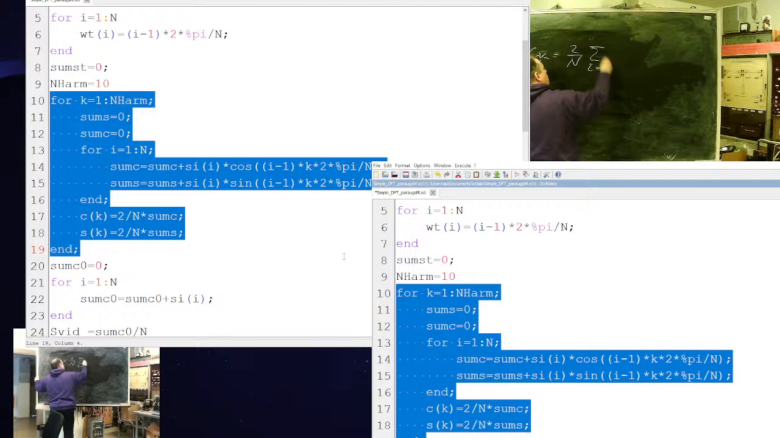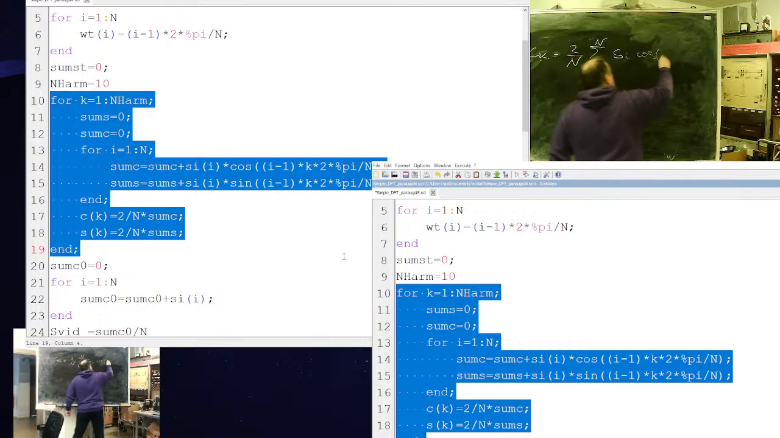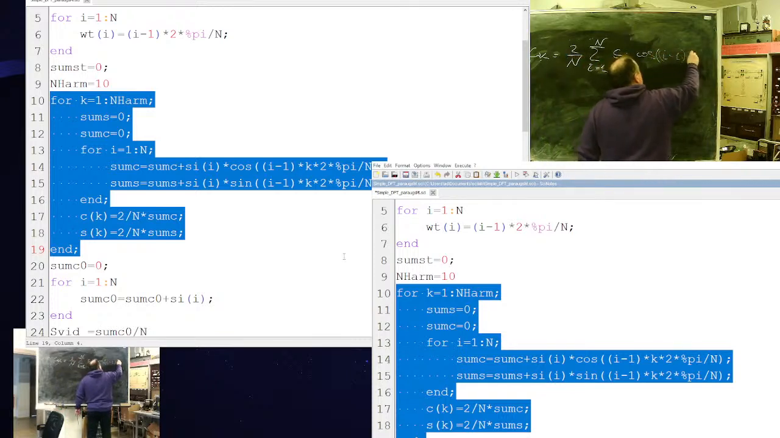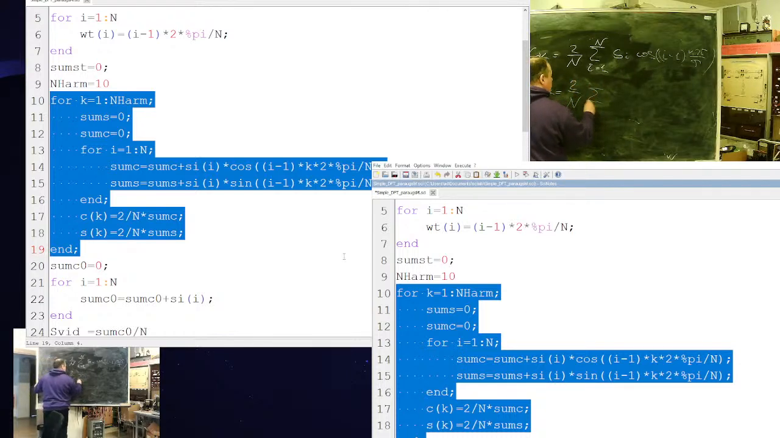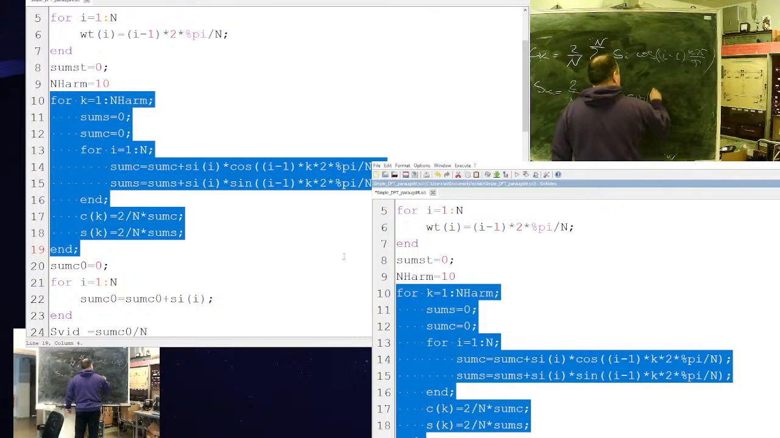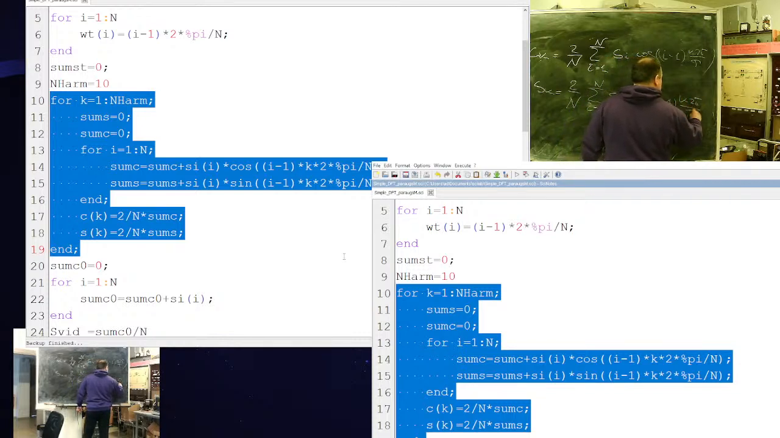Sorry, I want S I cosine I minus 1 K double P divided by time. Sine factor will be by n, sum I from 1 to n, S I, sine of I minus 1, K double P divided by. That's what you see here. You see?